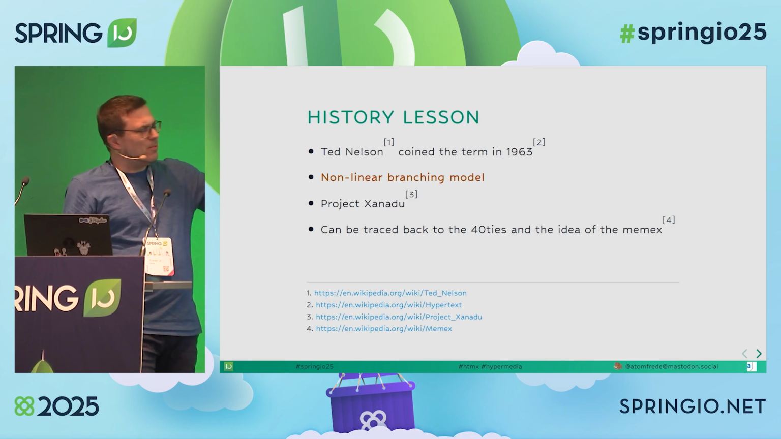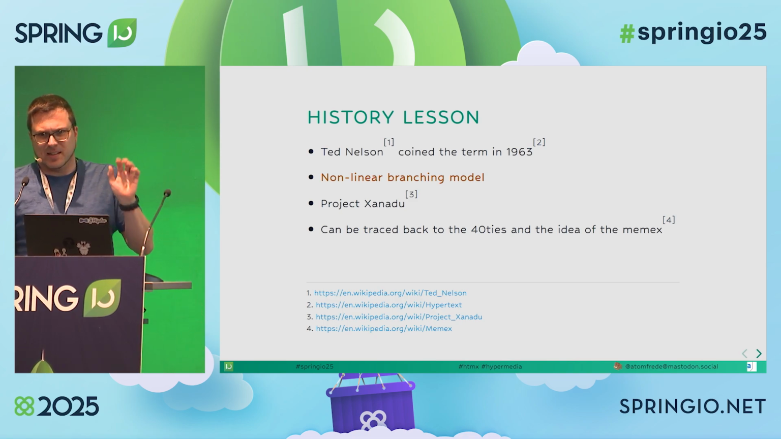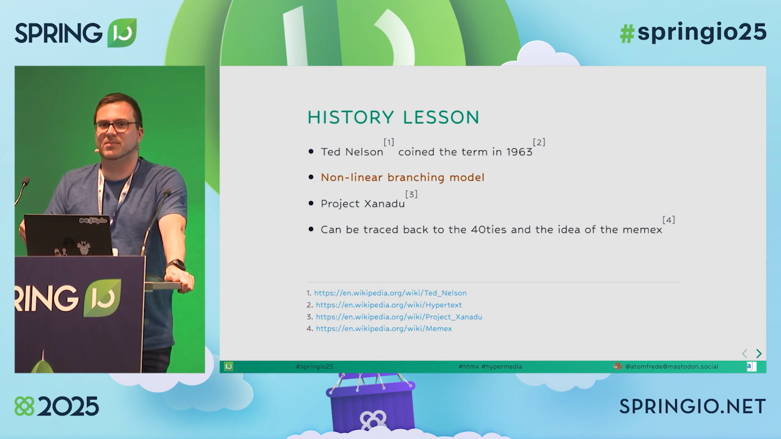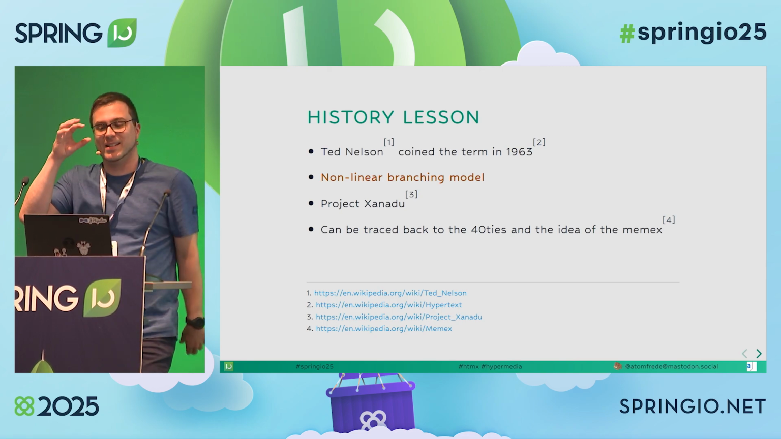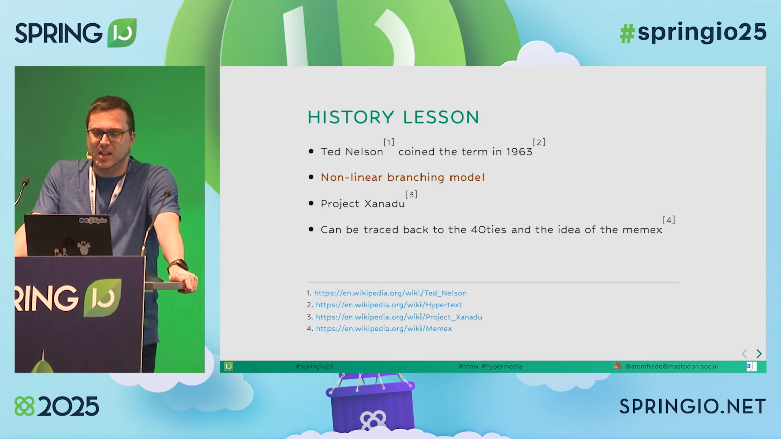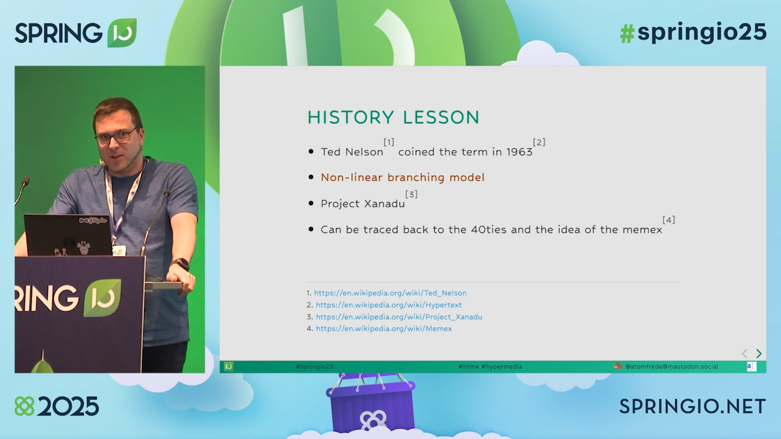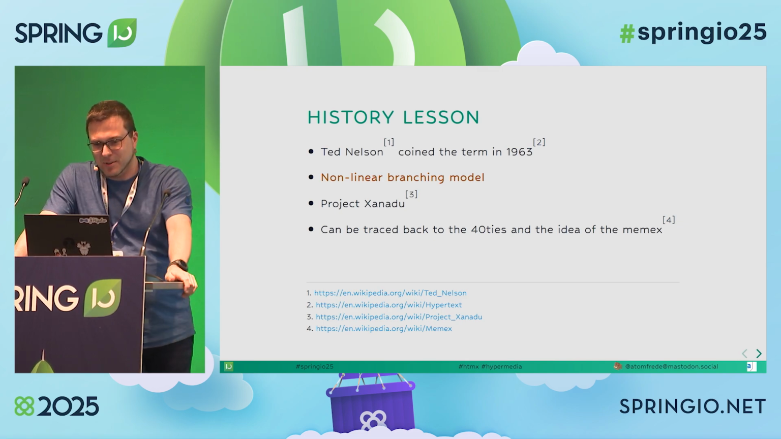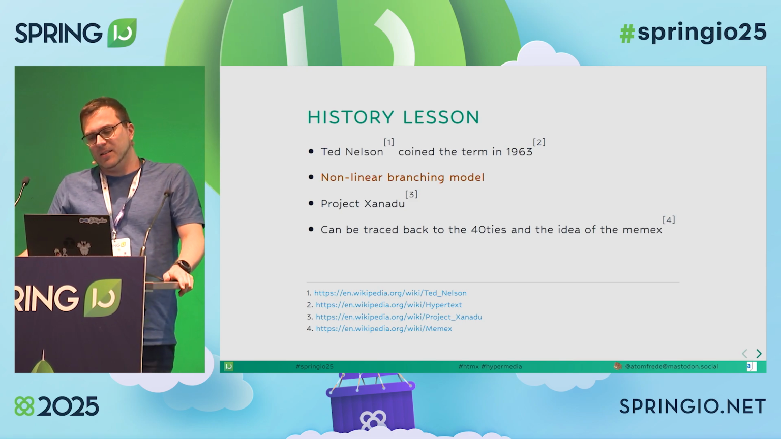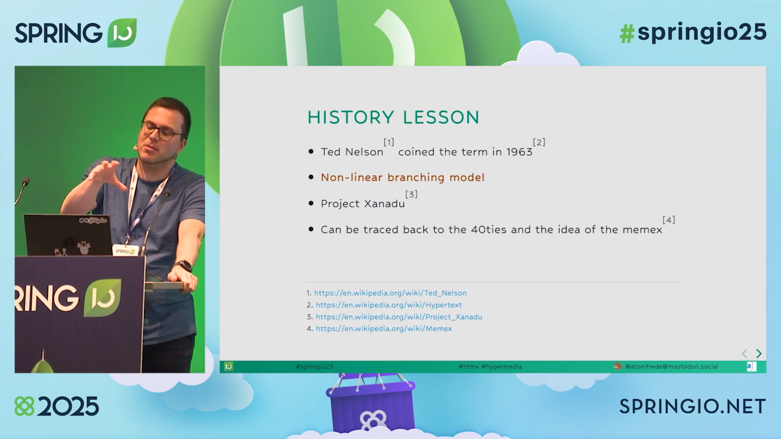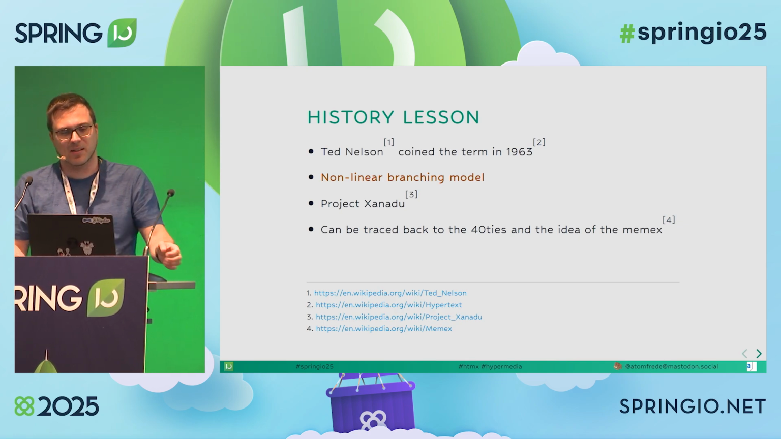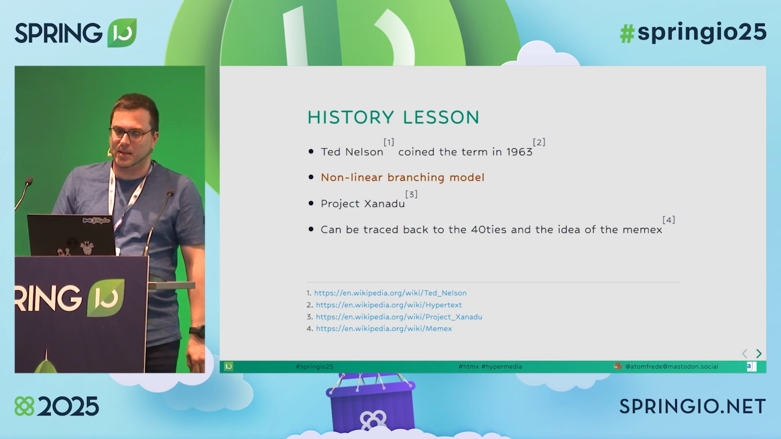Fun fact, it was 1963 or 1962. Who has heard of Ted Nelson before? Yeah, one, two, okay. Ted Nelson was basically a visionary of human-computer interaction. I learned some of his concepts at university, so a long time ago. What is essential for hypertext? It's the non-linear branching model, right? You have a document, you read something, and there are links between documents. It sounds natural to us now, but think of the time, it's the 1960s.